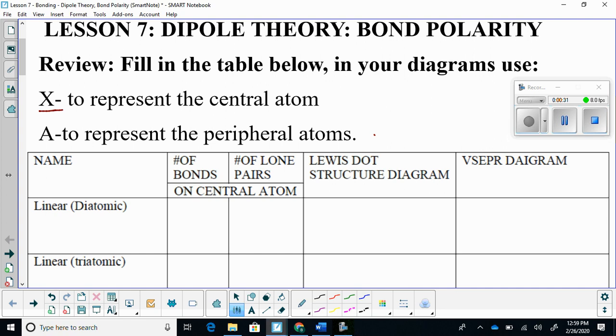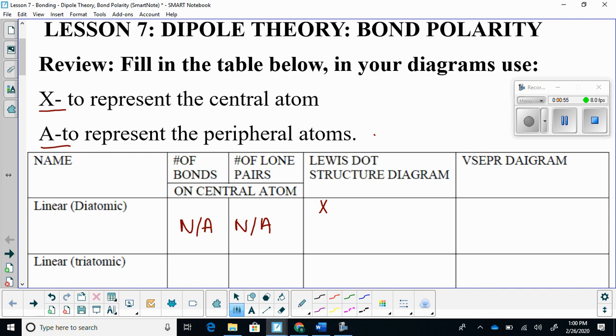You should be using X to represent the central atom and A to represent the peripheral atoms when you are doing this. In a linear diatomic molecule, we do not have any central atom, okay? There's no central atom. There's only two involved. There's nobody that's in the middle. So if we were to draw a Lewis structural diagram, there are a couple variations that we can have.